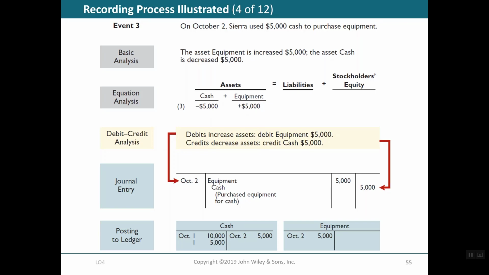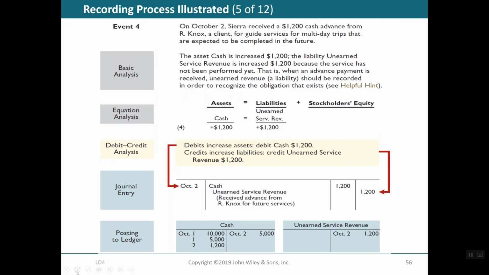All right, so when we post to the journal, we have an increase in equipment 5,000, a decrease in cash 5,000. Now in our cash account, we have October 2nd 5,000, and equipment we have 5,000 in debit, because it's an increase in the asset account.